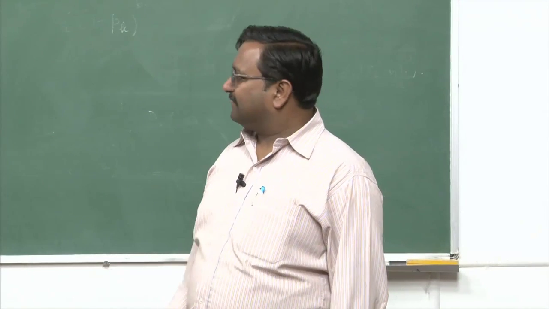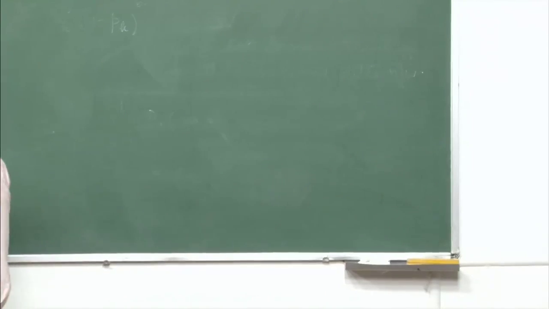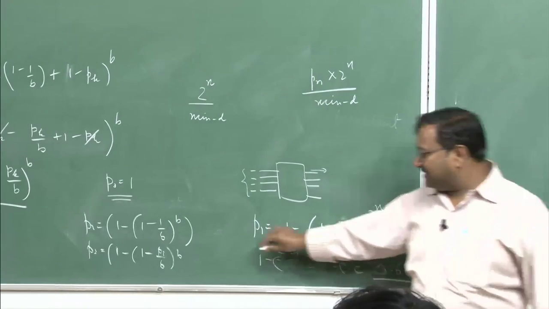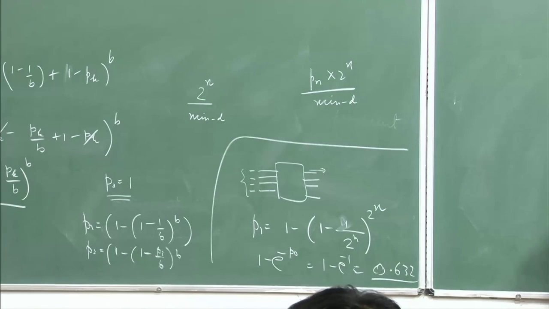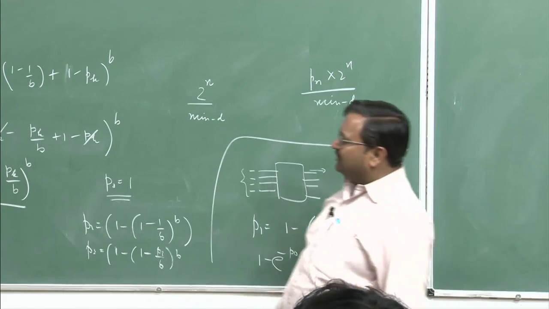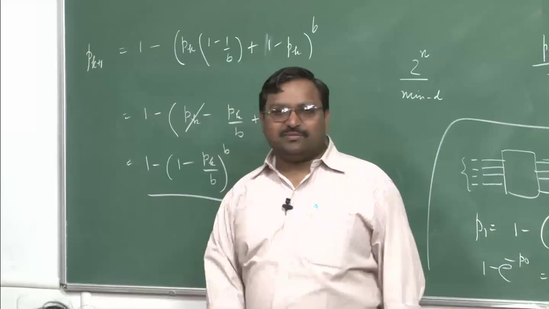No, the P(k+1) being calculated. This one is a crossbar. This is a single crossbar implementation of the 2^n by 2^n switch. The first previous one, P(k+1), used b by b switches to create a 2^n by 2^n switch.